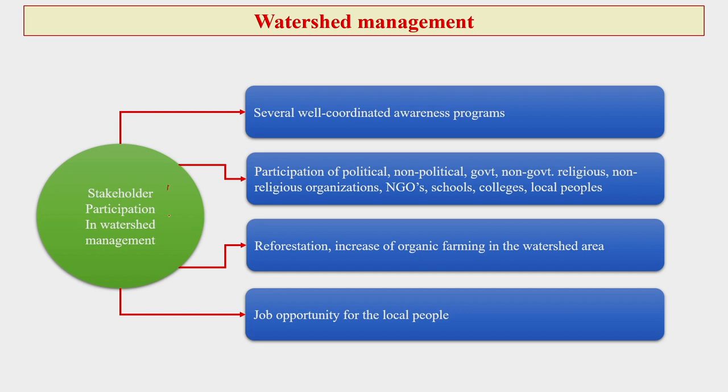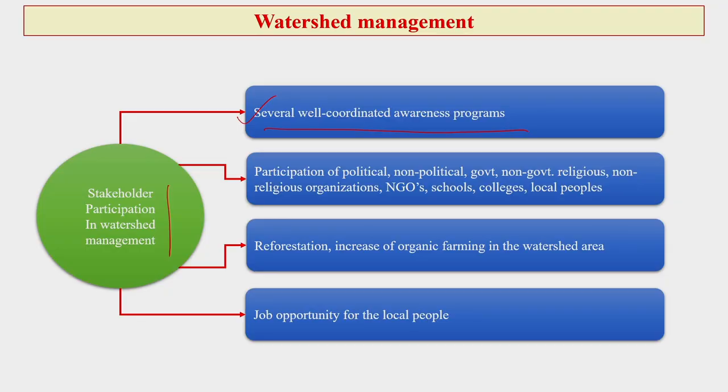Now, stakeholder participation can take place in various manners. It can be dialogue, discussions, working in the field together, outreach. But what is important is that several coordinated awareness programs can also be run through the watershed management system. This approach also allows participation of political, non-political, government, non-government, religious, non-religious organizations, NGOs, schools, everyone who has a role to play in a watershed or any administrative unit. They can play their role for the betterment of the community or the betterment of the watershed towards natural resource management.